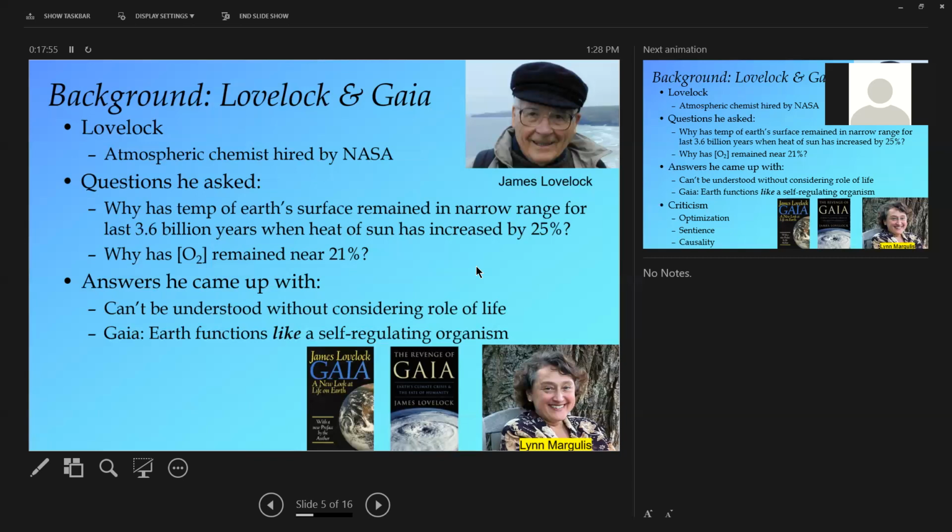Now, this was in the early 70s, and most of the scientific community who bothered to pay any attention to Lovelock, I mean, people recognize the guy's a genius. He's developed this equipment that can measure gases in ways no one else can. He's a smart guy. But when he published this book, which he calls Gaia, A New Look at Life on Earth, most scientists looked at that and said, this guy's nuts.